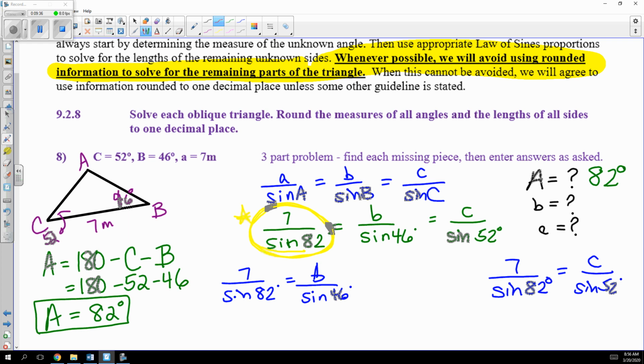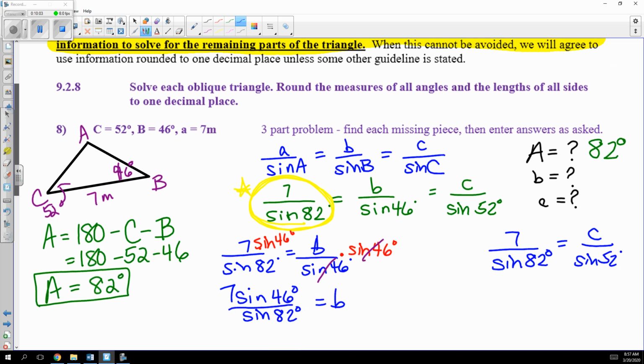If you want to cross multiply and then isolate that way, that's fine, but notice B is already in the numerator here. So if you just multiply both sides by sine of 46, that's going to cancel it out on the bottom, and you're left with 7 sine of 46 degrees over sine of 82 degrees is equal to B.